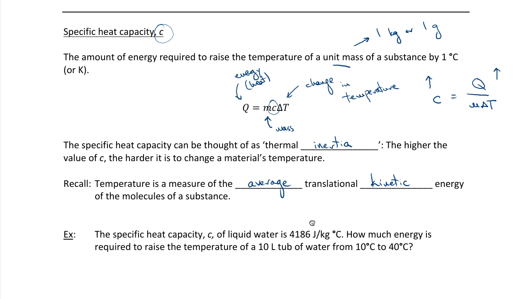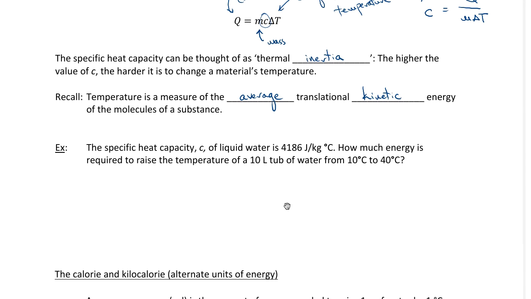Let's do a problem. The specific heat capacity of liquid water is given here, and this is a high value for specific heat capacity. How much energy is required to raise the temperature of a 10-liter tub of water from 10 degrees Celsius to 40 degrees Celsius? Well, first, just a reminder that the density of water is 1 kilogram per liter, so this is a 10 kilogram mass of water. We use our formula, Q is equal to mc delta T, and we just plug in.